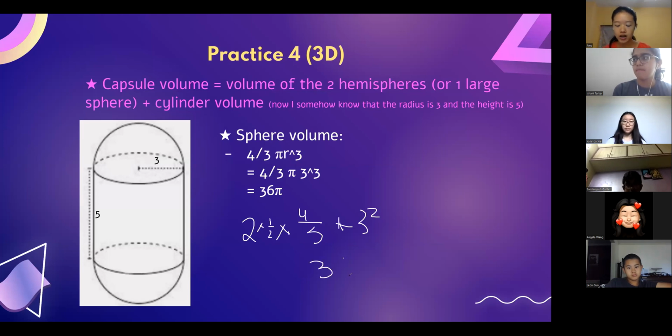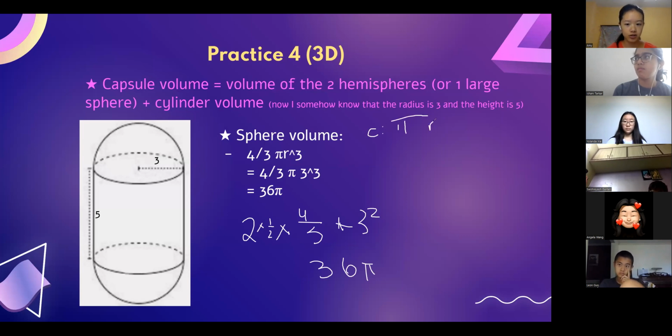And for the cylinder, it's basically base times height, so pi r squared h. The base is a circle, so you would do pi r squared, which is pi times 3 times 3, and then times the height of 5. So pi times 3 squared times 5. And that would give us 45 pi.